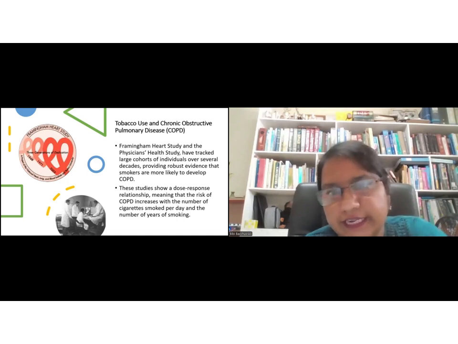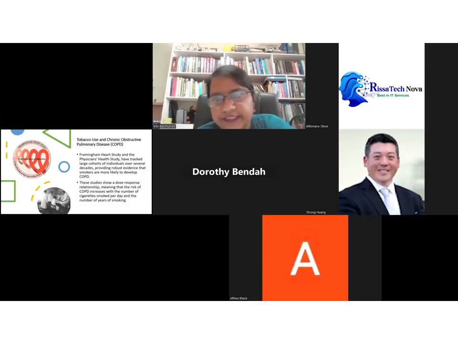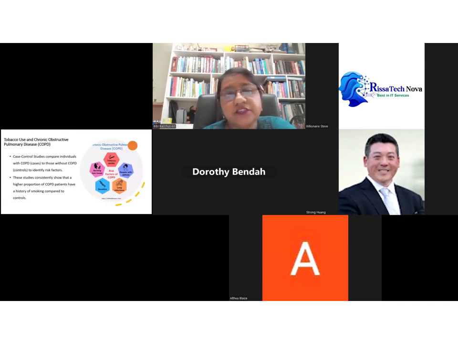The Framingham Heart Study and the Physicians' Health Study have tracked large cohorts of individuals over several decades, providing robust evidence that smokers are more likely to develop COPD. These studies show a dose-response relationship, meaning that the risk of COPD increases with the number of cigarettes smoked per day and the number of years of smoking. Case-control studies also compared individuals with COPD with those without COPD to identify risk factors. These studies consistently show that a higher proportion of COPD patients have a history of smoking compared to controls.